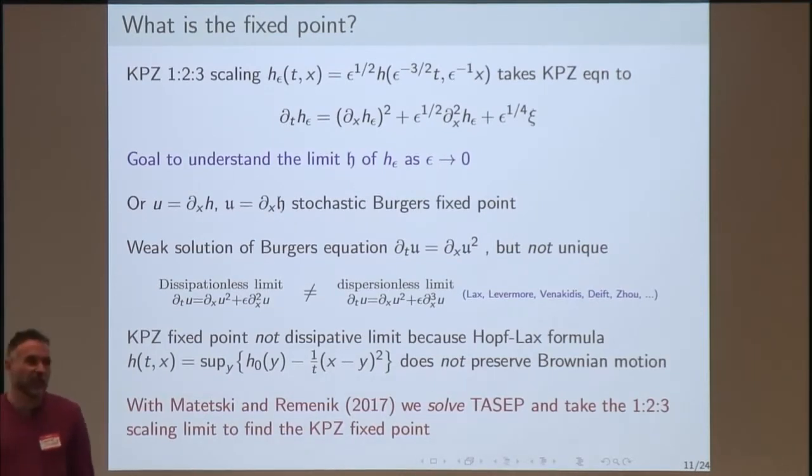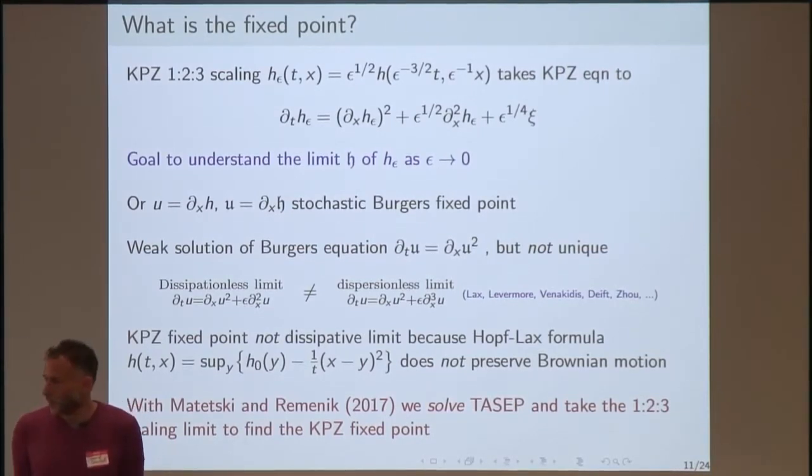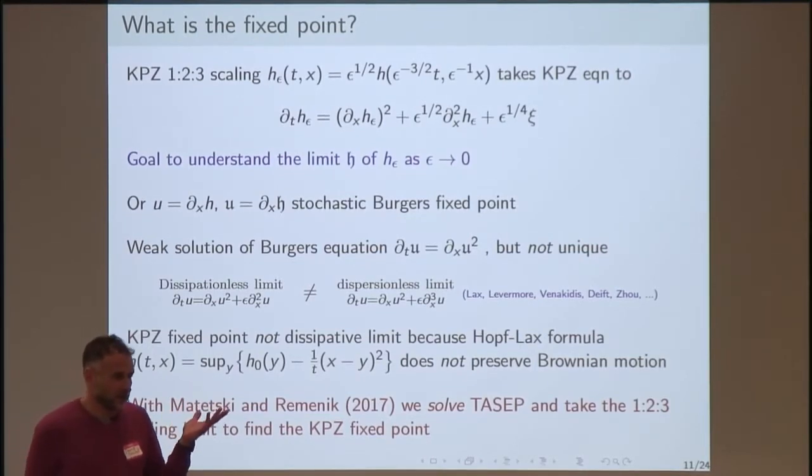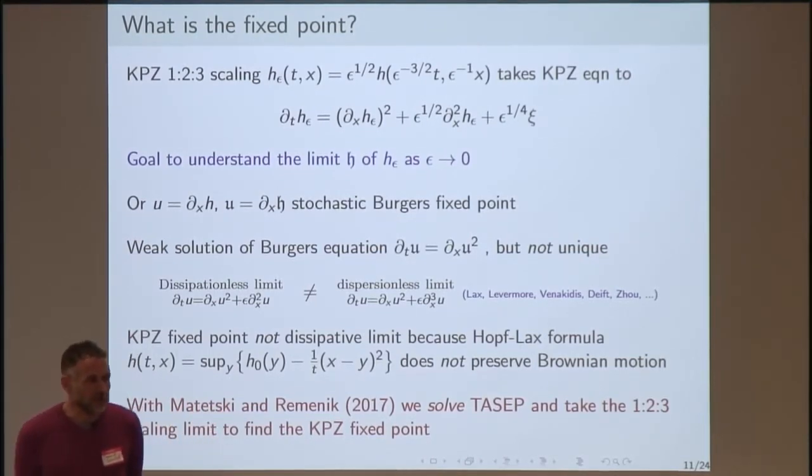The problem is that's called Hopf's equation. Or if you take u equals d_x h, it's called Burgers' equation. That's Burgers' equation. The problem is that equation is not an equation. The problem is Burgers' equation is not a well-posed thing. When people talk about viscosity solutions of Burgers' equation, that's just because they're picking out some special solution.